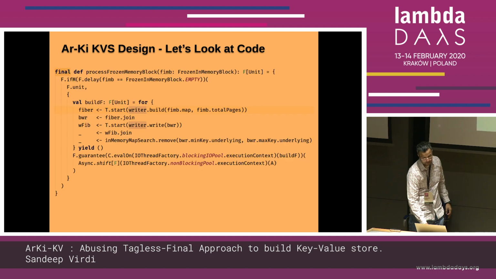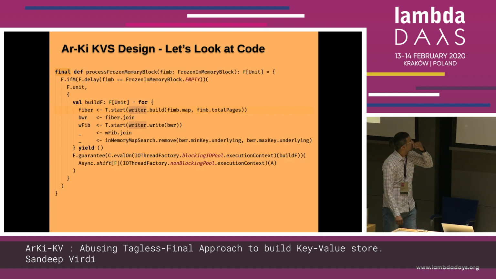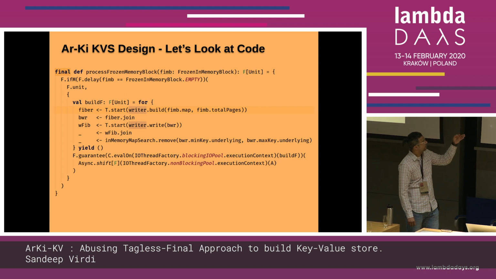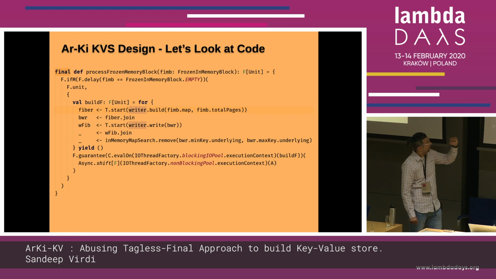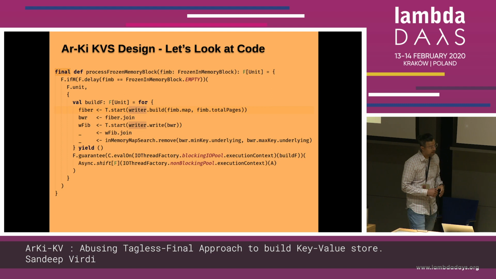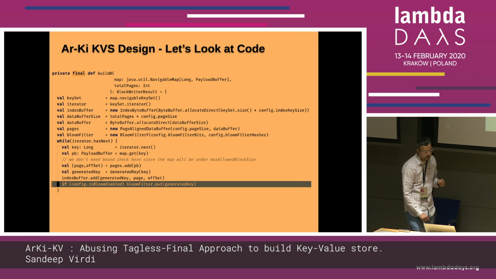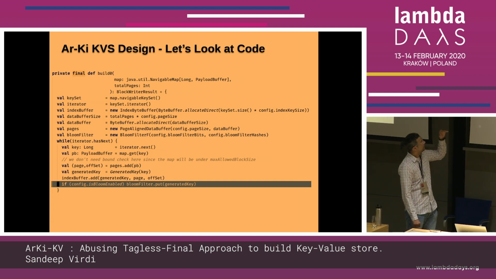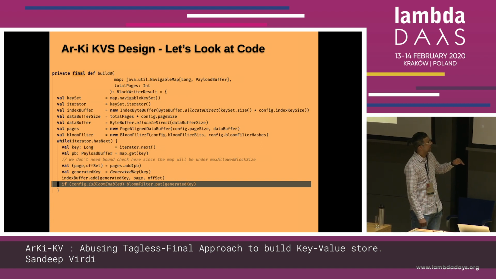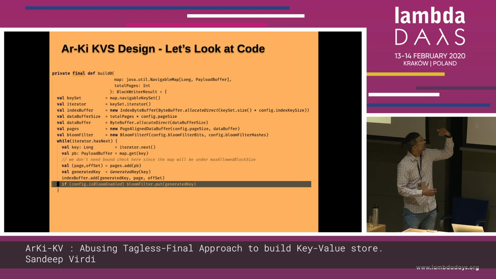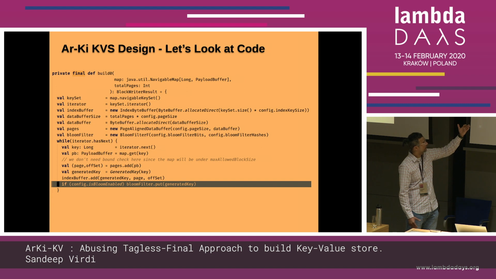Let's look at that code. So this is the implementation for process memory block. I've highlighted writer. That has two methods on it, build and write, that's used to do all the processing. Let's look at the implementation of these two. Again, the build method has a lot of internal state, some of which we have already seen in the design slides. So you can see the index there, you can see the page aligned data buffer there, Bloom filter, all that stuff, not that interesting.